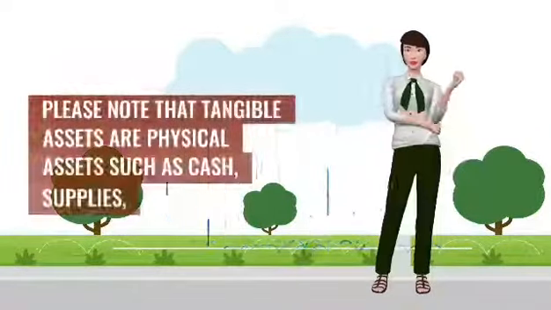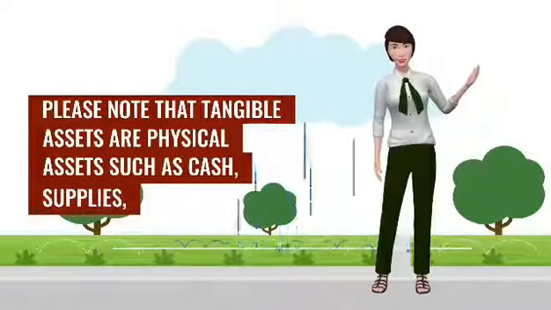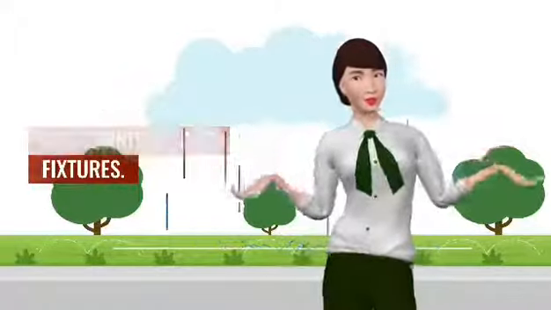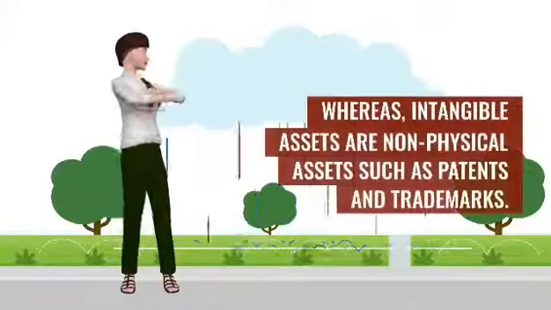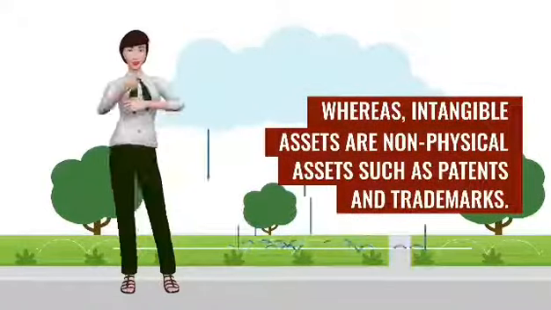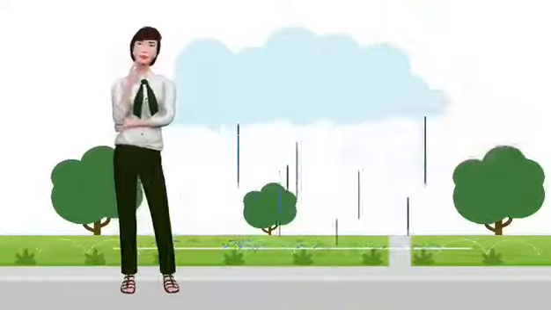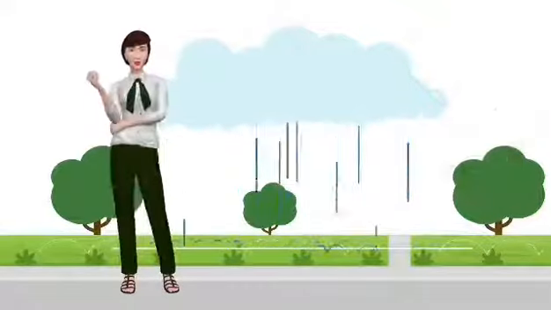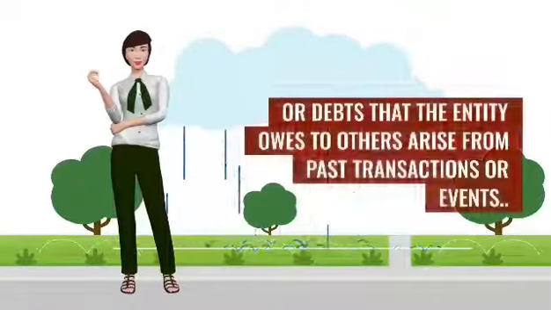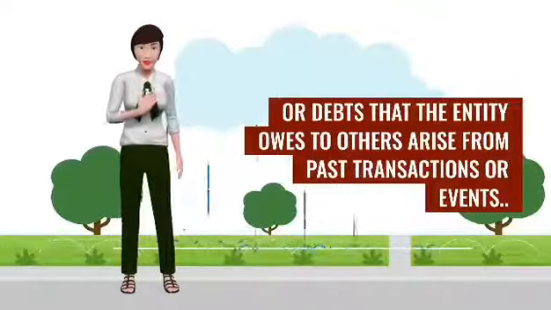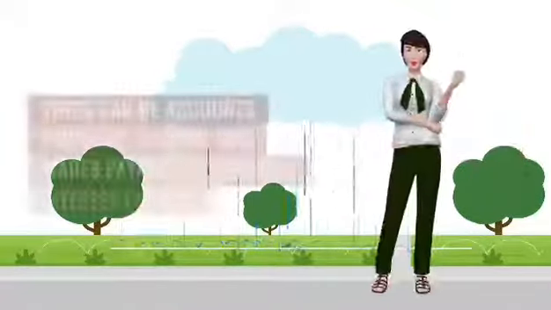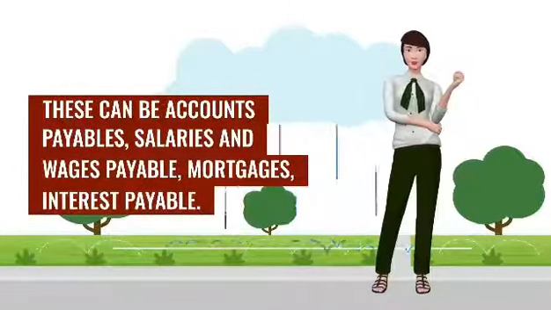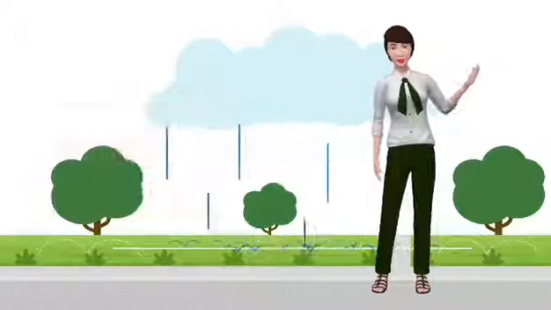Please note that tangible assets are physical assets such as cash, supplies, and furniture and fixtures, whereas intangible assets are non-physical assets such as patents and trademarks. 2. Liabilities. These are business obligations or debts that the entity owes to others, arising from past transactions or events. These can be accounts payables, salaries and wages payable, mortgages, interest payable.